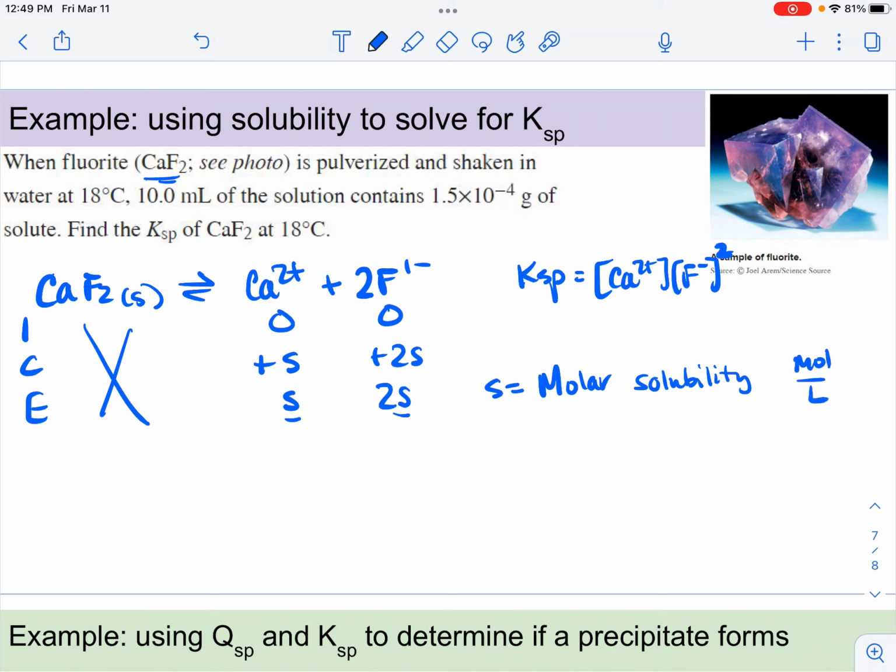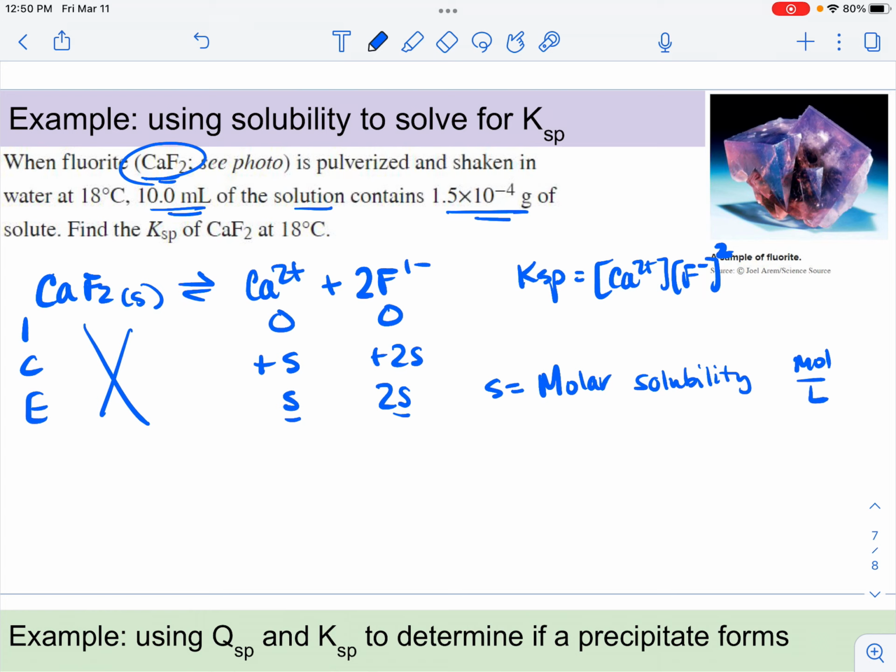Okay, so notice that they tell me that they've pulverized this and shaken it all up, and they're basically telling you that in solution, 10 milliliters of solution, this many grams of CaF2 dissolved. So we need to convert that to moles per liter, but once we've done that, it's telling you the maximum amount dissolved.